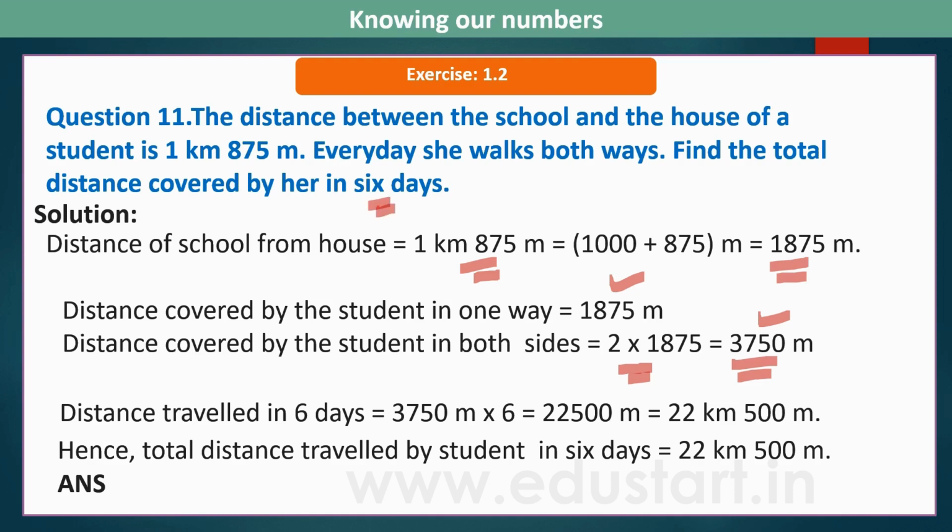So the distance traveled in 6 days is equal to 3750 meter into 6, which is 22,500 meter, which is equal to 22 kilometer 500 meter. Hence the total distance traveled by the student in 6 days is equal to 22 kilometers and 500 meters. I think this is clear.